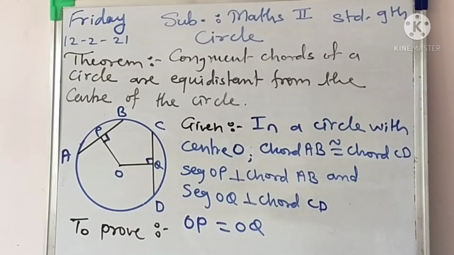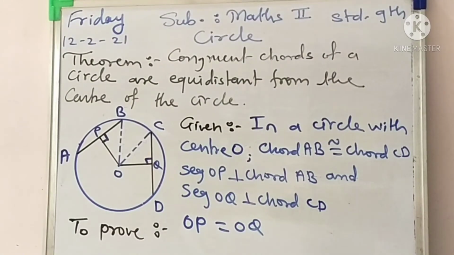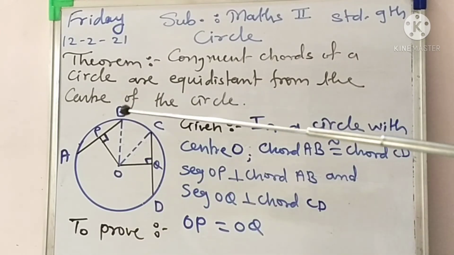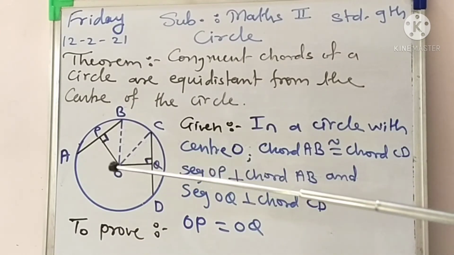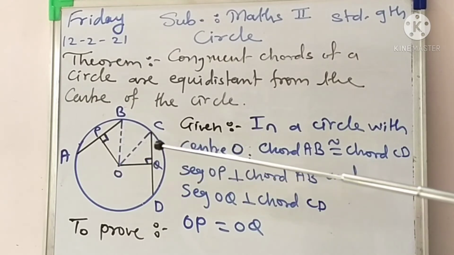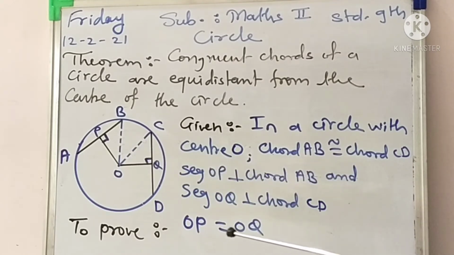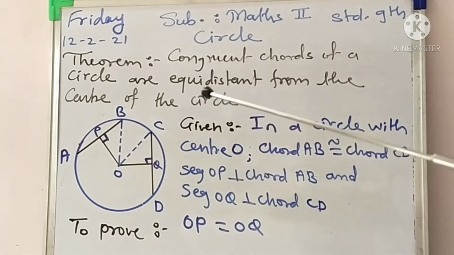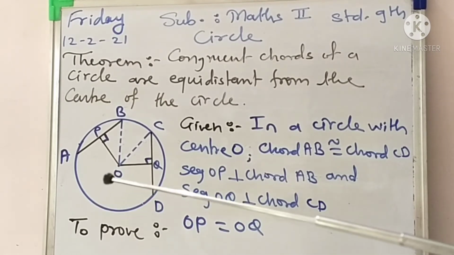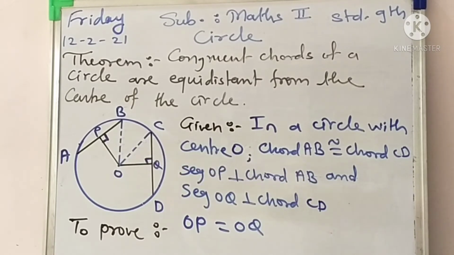Here we draw two radii as segment OB and segment OC. So triangle OPB and triangle OQC are formed, and as we prove these two triangles are congruent, their corresponding sides are also congruent, and corresponding sides means OP congruent to OQ, as we prove. And OP equal to OQ means that two chords AB and CD are equidistant from the center of the circle. We prove it. To prove these two triangles congruent, which test of congruence do we apply here, that we see now.